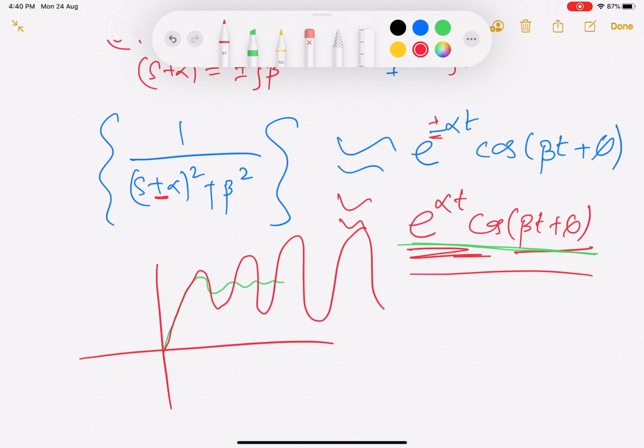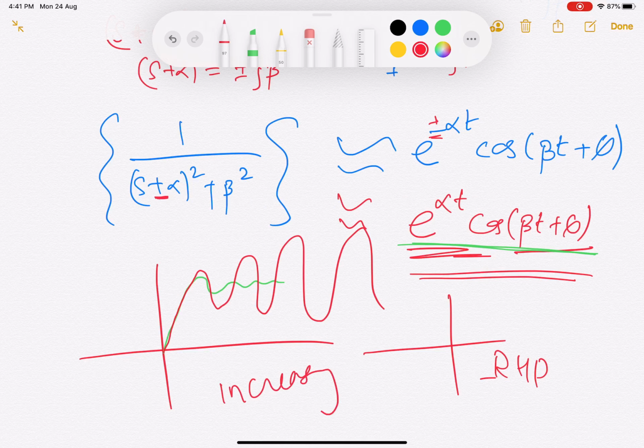That is why we don't study these responses in detail, because whenever we have a pole which has a positive real component, that is anything on the right half plane, that will lead to a response that is going to increase without bound. So it is increasing, and it is increasing without bound. So at infinity, the response is going to be infinity. This kind of response is called an unstable response.